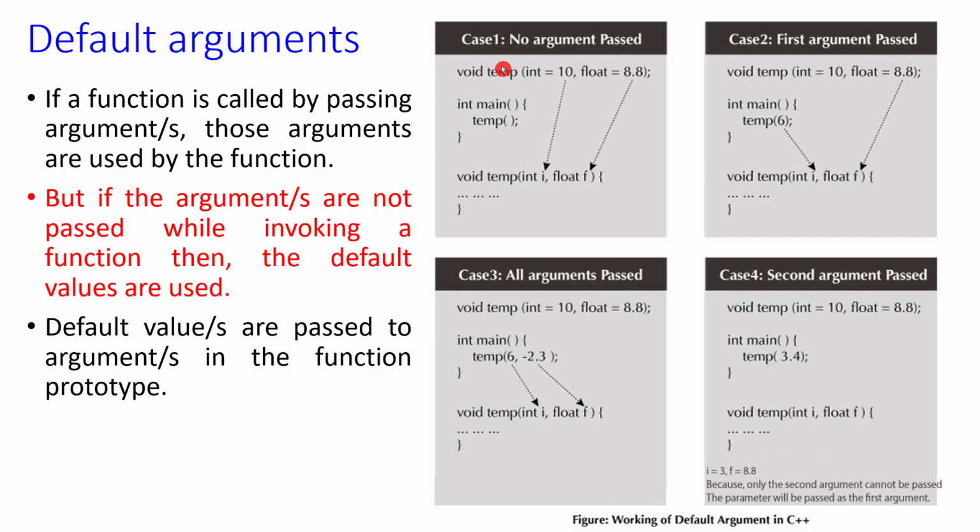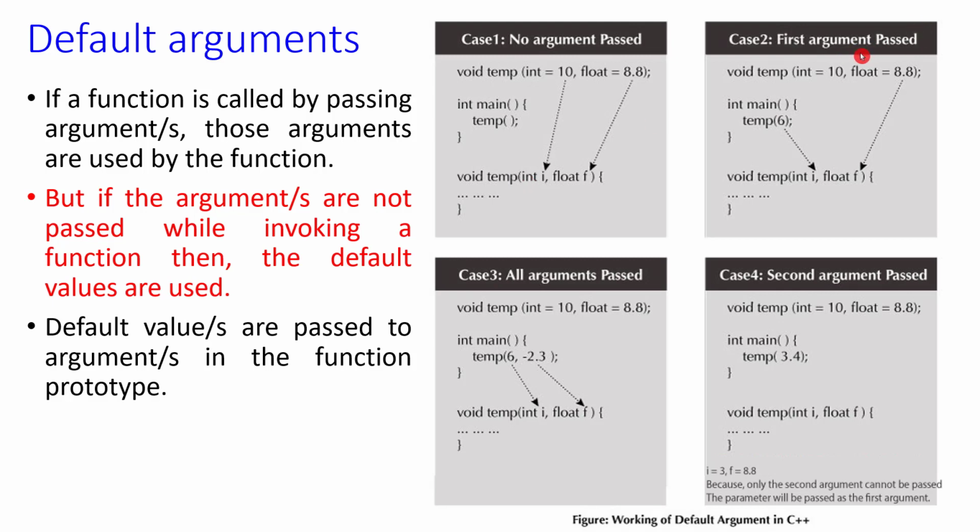First one, no argument is passed. If you see, it is defined as void temp with the integer defined as 10. This is only the main part. Now the main program is here, and this is the sub function. So the integer is defined equal to 10 and the float equal to 8.2. In the main function, you define only temp. That means you didn't define the parameters. So no arguments are passed from the actual arguments to the formal arguments. I think it's very clear.